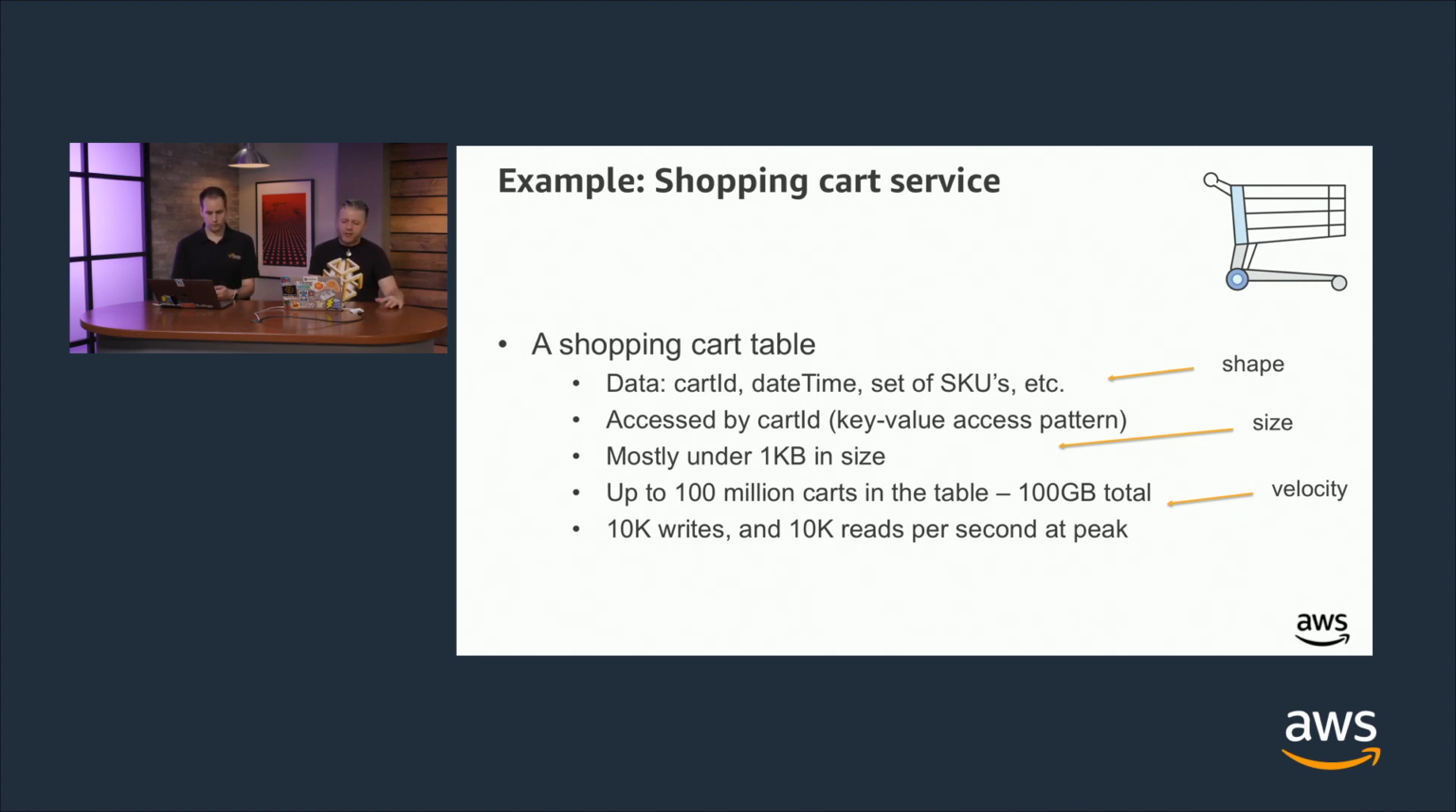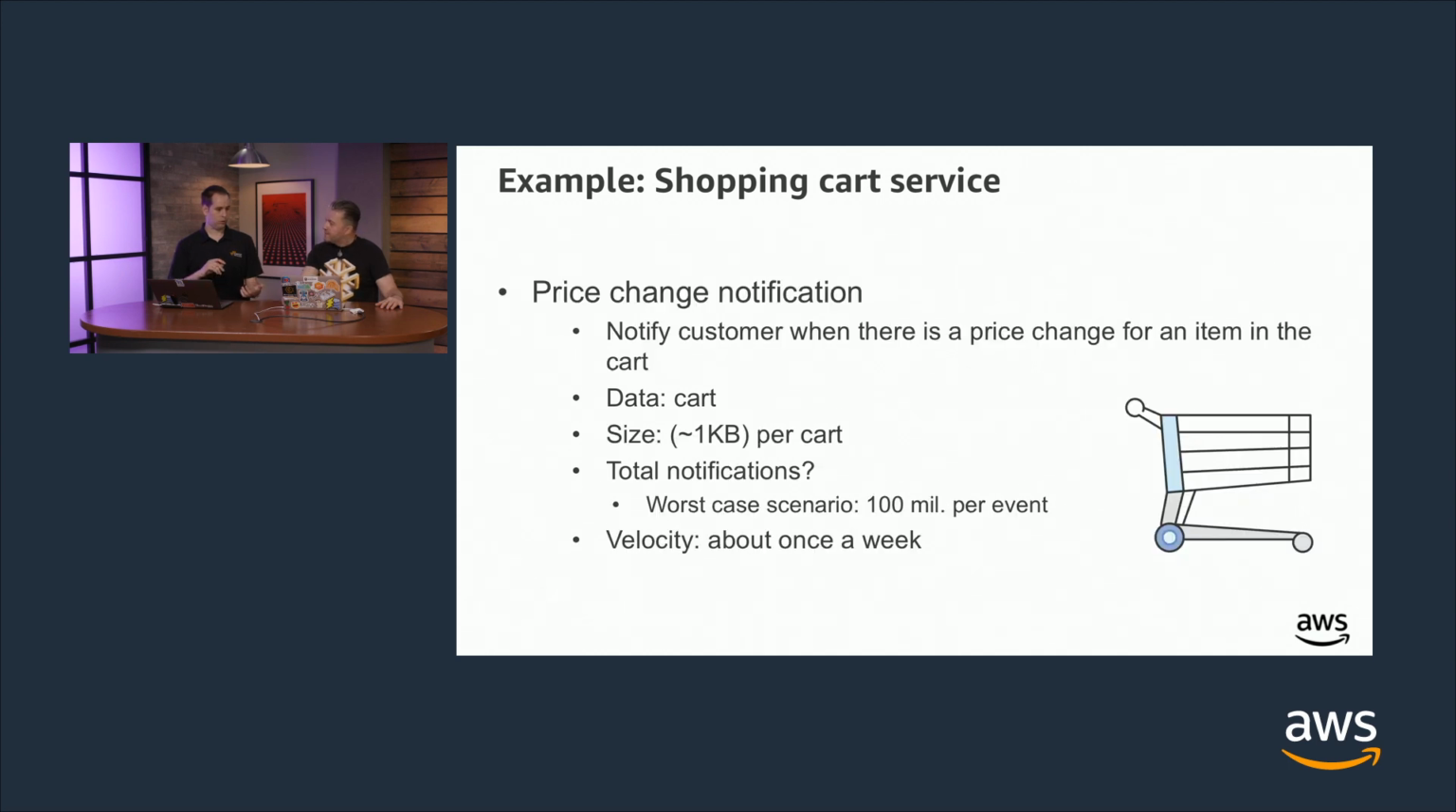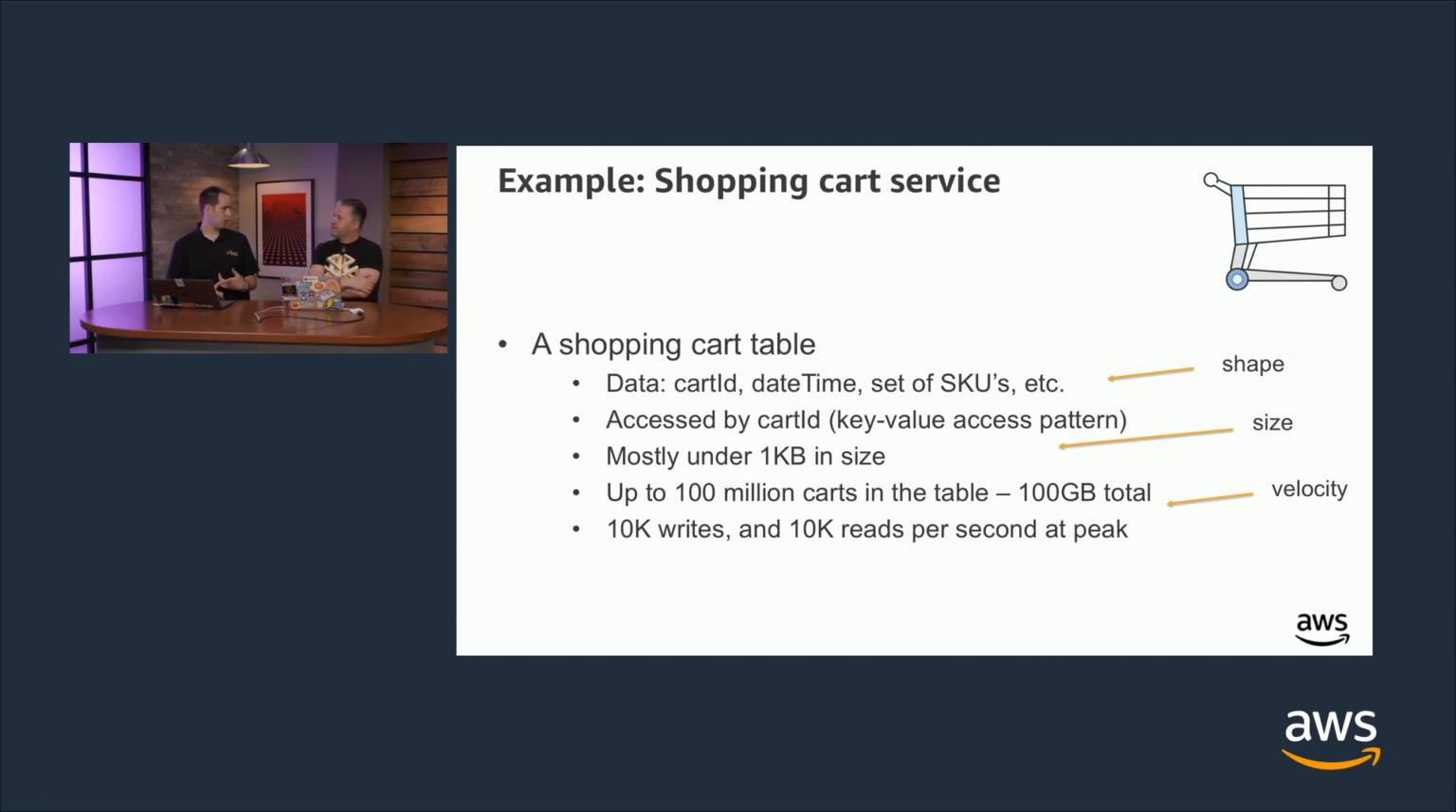We also know the total data volume in the worst case scenario and at scale. In this particular case, this turned out to be up to 100 million carts in a table, and then peak throughput. And so what I'm hearing is 1K rows, and each row represents a shopping cart. Right. You can have 100 million shopping carts at maximum, and at scale that's about 100 gigs.